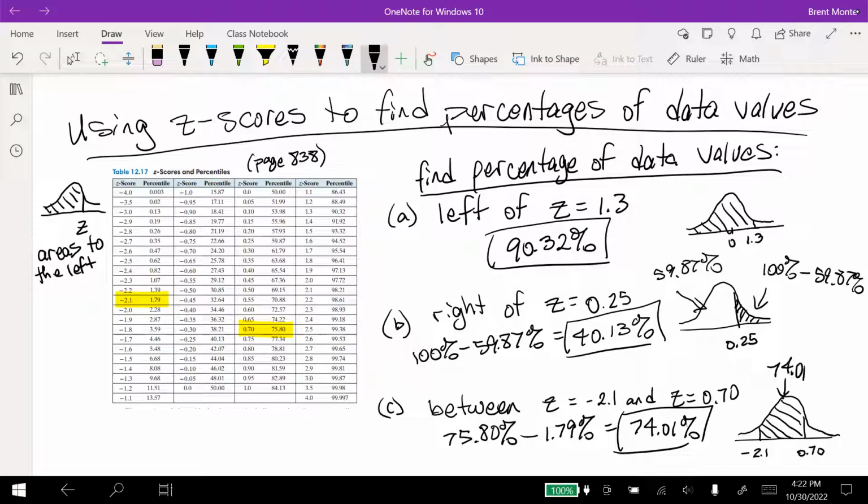I'm just going to put 74.01%, but you need to subtract the smaller one from the larger one, and that's going to give you the area in between. So that's it. Area to the left, just given in the table. Area to the right, it's 100% minus the area to the left. And area in between, it's the area to the left of the bigger one minus the area to the left of the smaller one. All right, that's it. I hope that helps out. And we'll be using this to do some more stuff too. So it's sort of important.